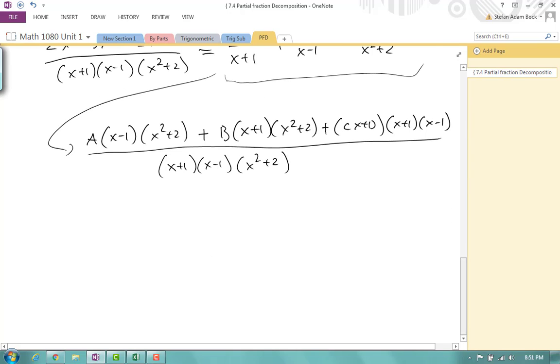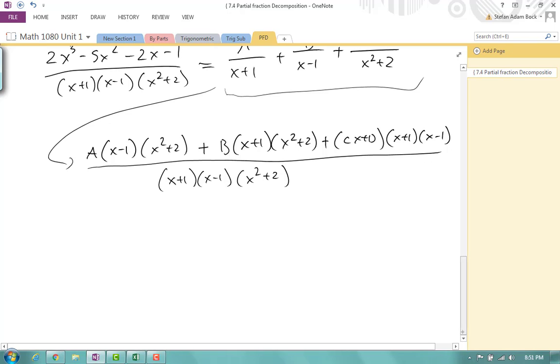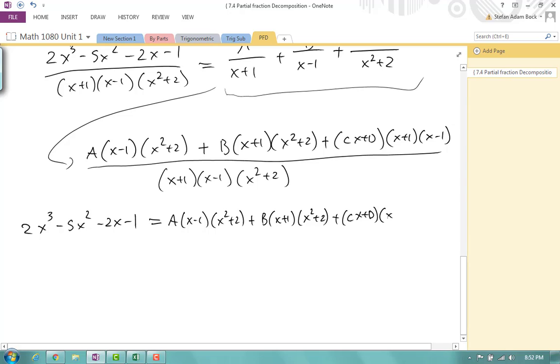Because what's going to happen now is that my 2x cubed minus 5x squared minus 2x minus 1 will be equal to the numerator I have over here: a times x minus 1 times x squared plus 2, plus b times x plus 1 times x squared plus 2, plus cx plus d times x plus 1 times x minus 1. Then what I would have to do is multiply all this out and then compare coefficients to try to solve for a, b, c, and d. So I'll do that.